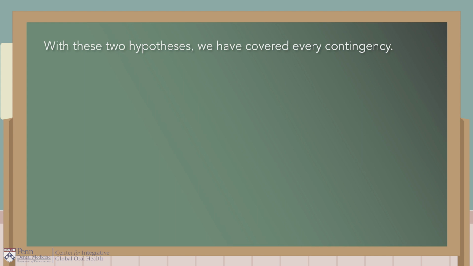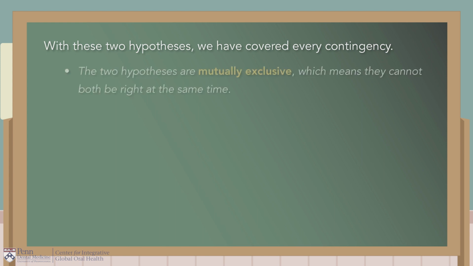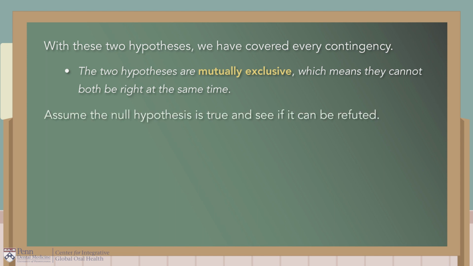Let's note two things. First, with these two hypotheses, we have covered every contingency since there are no possible alternative responses. The two hypotheses are also mutually exclusive since they cannot both be right. Second, we will assume that the null hypothesis is true and then see if we can either reject it or not reject it. Okay, so where do we go from here?